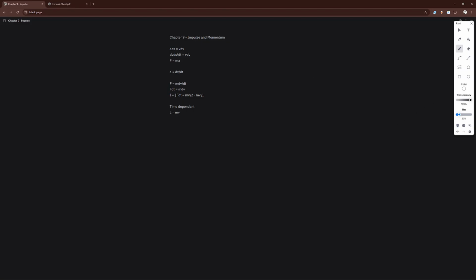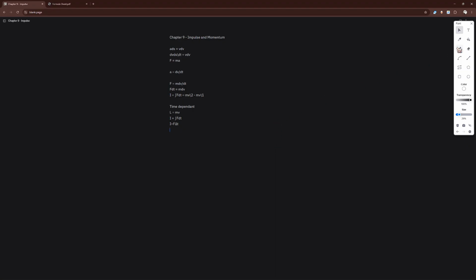And linear impulse is just the integral of F dt right here. This is also a vector, right? So I is equal to the integral of F dt. And if force is constant, it's just going to be I is equal to F delta t, right? So that's if force is constant. But if it's a function of time, then you use this integral, right?